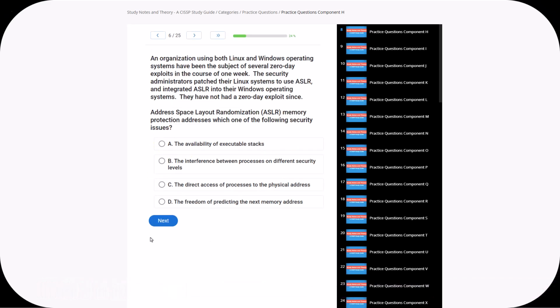An organization using both Linux and Windows operating systems has been the subject of several zero-day exploits. Security administration implements ASLR on Linux and integrates it into the Windows operating system. They have not had a zero-day exploit since. Address space layout randomization memory protection addresses which one of the following security issues?